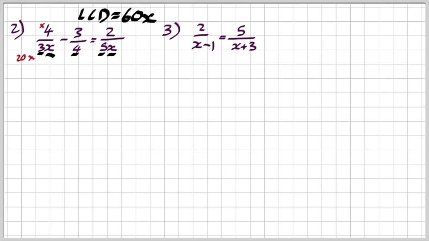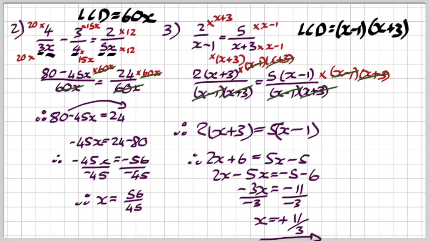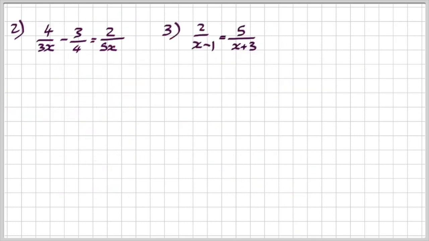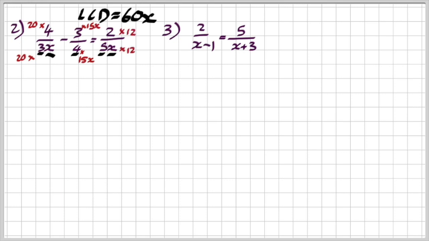What I do in the denominator, I've got to do in the numerator, bottom and top. The 4 needs a 15 and an x. So I'm going to do the same at the top. Let me jump back there for a moment. My apologies, I pressed the wrong button there. So I'm going to get my 5x to be times by 12. So on the left-hand side, I'm going to have 80 minus 45x equal to 24 over 60x.